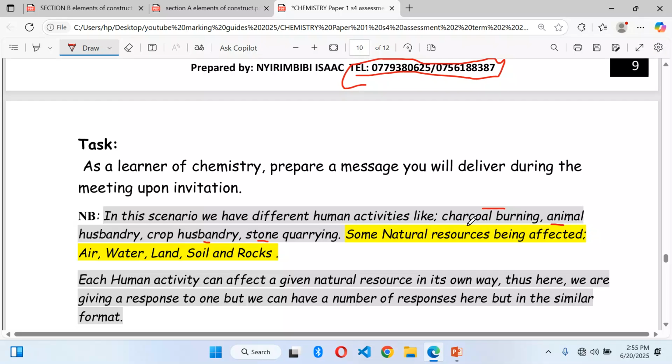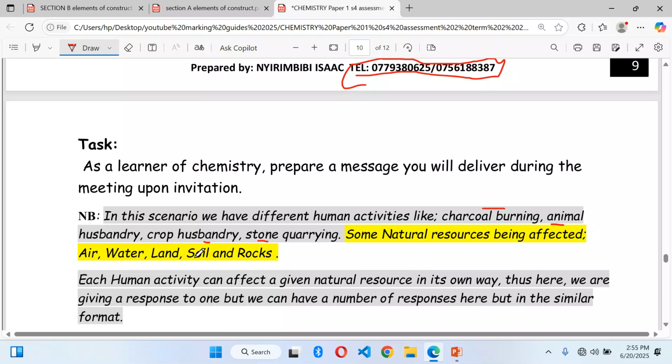So depending on how you want to, what you need is to identify the human activity and see which natural resource it is affecting. Some of the natural resources being affected, I listed some, but each natural resource is being affected by a particular human activity, one or even more than one, like air. Charcoal burning can affect air, but also stone quarrying can affect air. We have water, land, soil, and rocks.